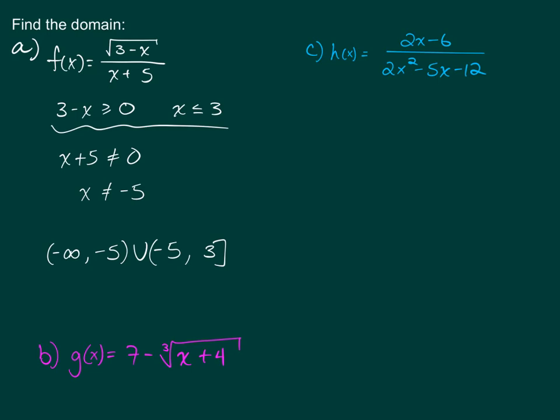Or you can write something like this. You can be all real numbers, x is less than or equal to 3, and x cannot equal negative 5. These both mean the same thing.